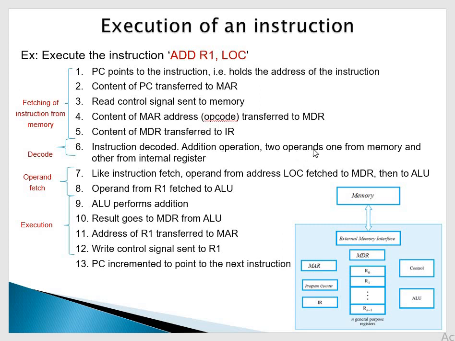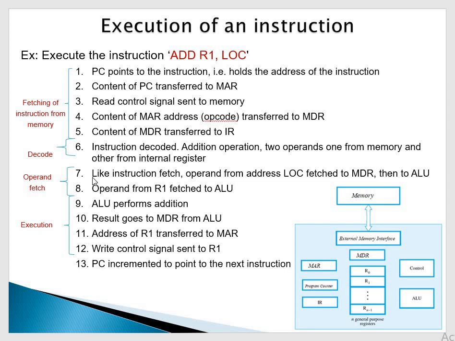Two operands are required to perform the arithmetic operation addition, and at the same time it will get the locations of those operands. One operand will be from the external memory, another operand will be from the internal register. As we can see, R1 is the internal register, so one operand will be there in R1 and another operand will be there in the memory. So after the decoding, the processor will come to know that it has to read the two operands, one from the memory whose address is LOC and another from the internal register whose name is R1.